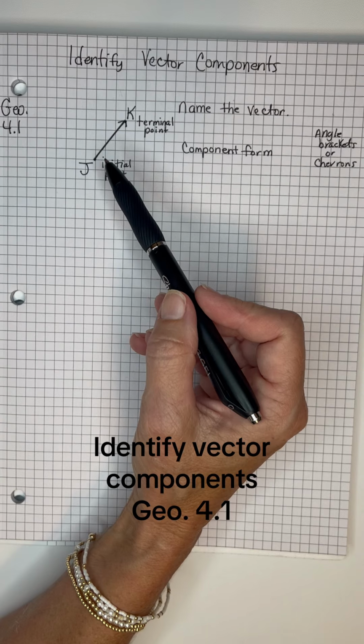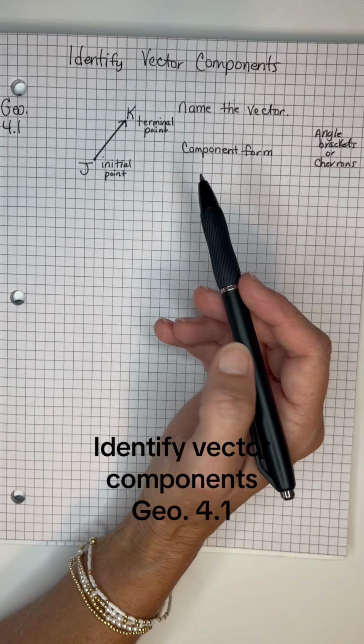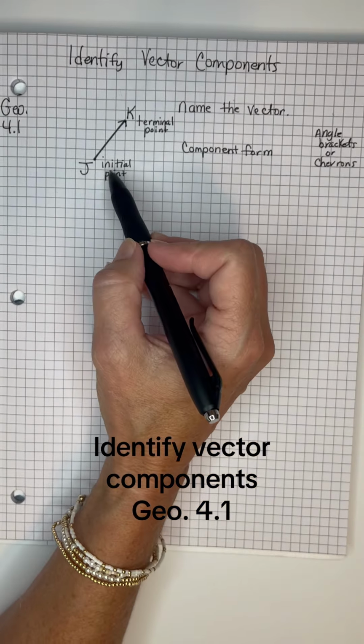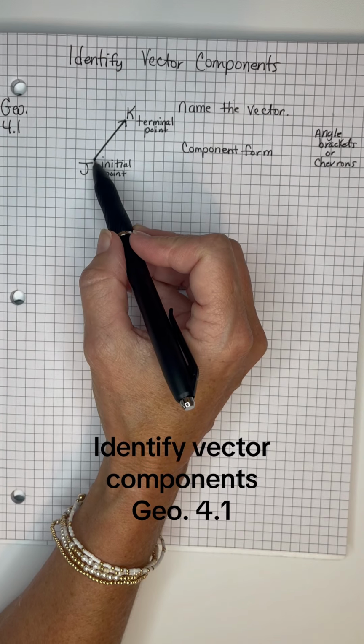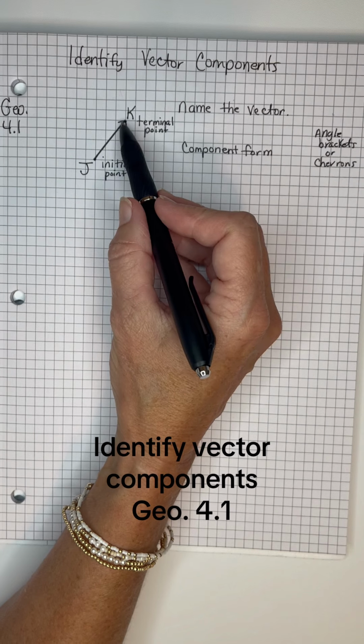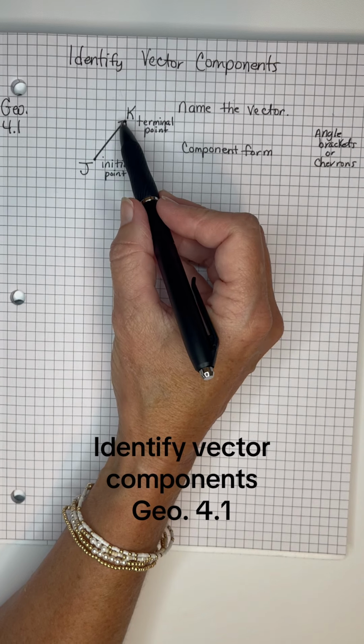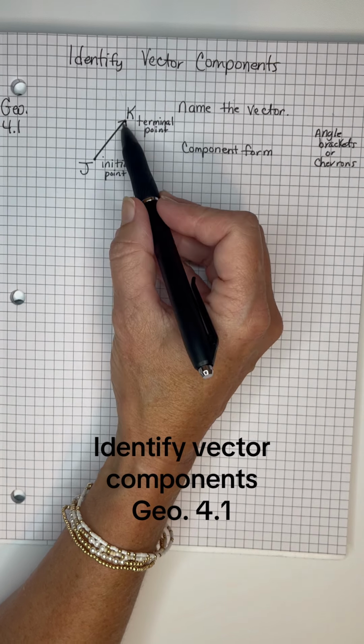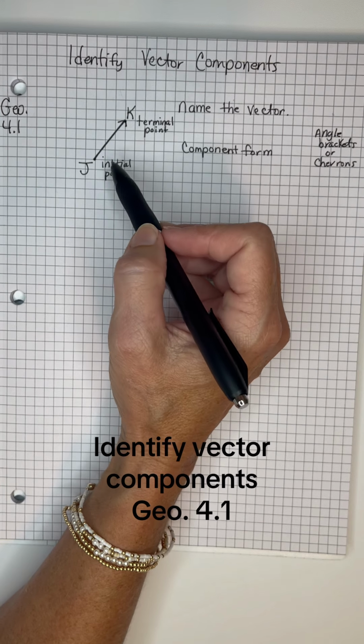Now, don't let this be confused with a ray that we have studied. In the vector, we have the initial point, and then we have the direction of it and a terminal point. So it does not keep on going like it does with a ray. It actually stops here, at the initial point and the terminal point.